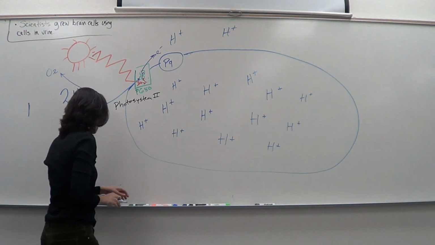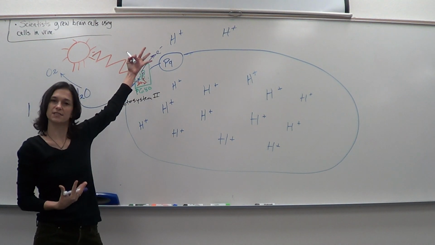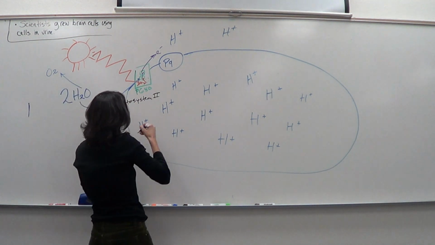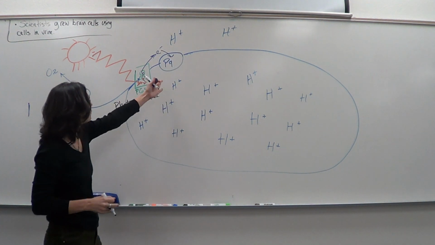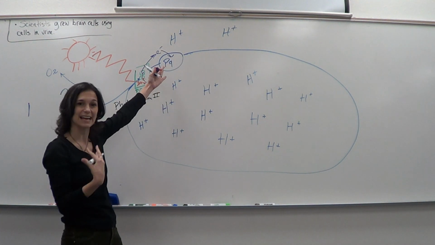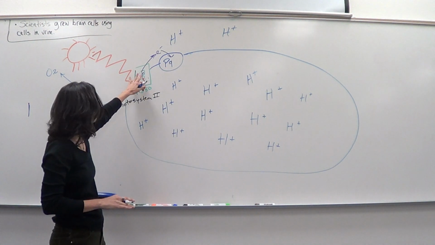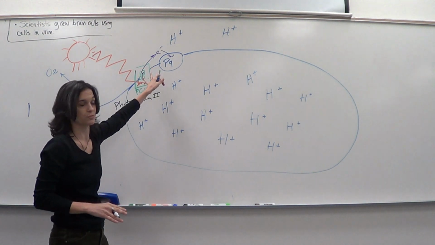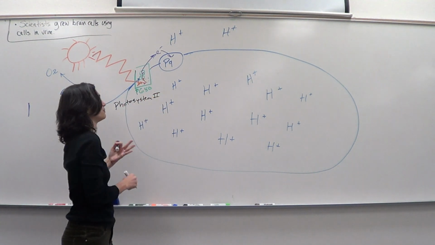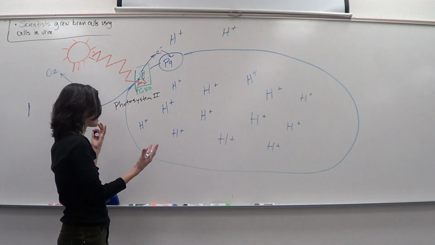And what ends up happening is this electron that is full of all of this high energy is going to get passed to the plastoquinone. Now, the plastoquinone at this point has gained an electron, so we say it's reduced. The primary electron acceptor, it gave up the electron, we say it's oxidized. So this is a redox reaction because one thing is getting reduced, the other thing is getting oxidized.